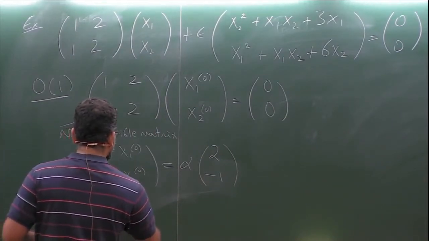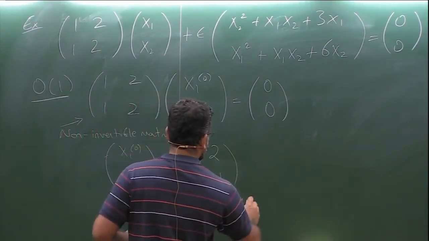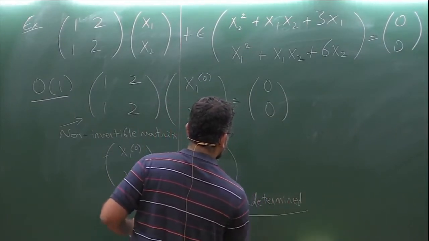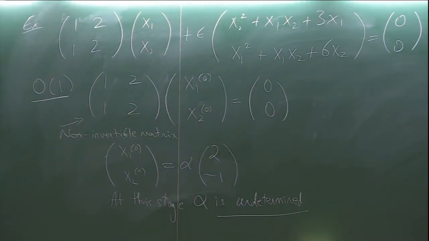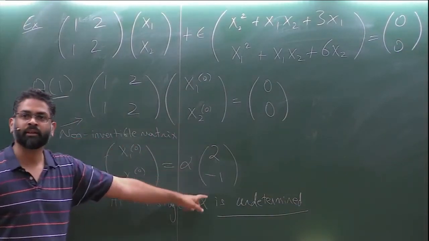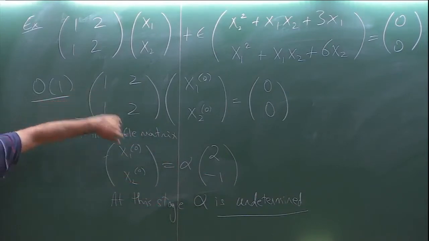At this stage, this is an important comment: alpha is undetermined. Every alpha works. Right? This is asking what's the zero eigenvector of this matrix, and it turns out that's the zero eigenvector. Another way to see it: take this vector, multiply it by this matrix, you get zero. Okay.